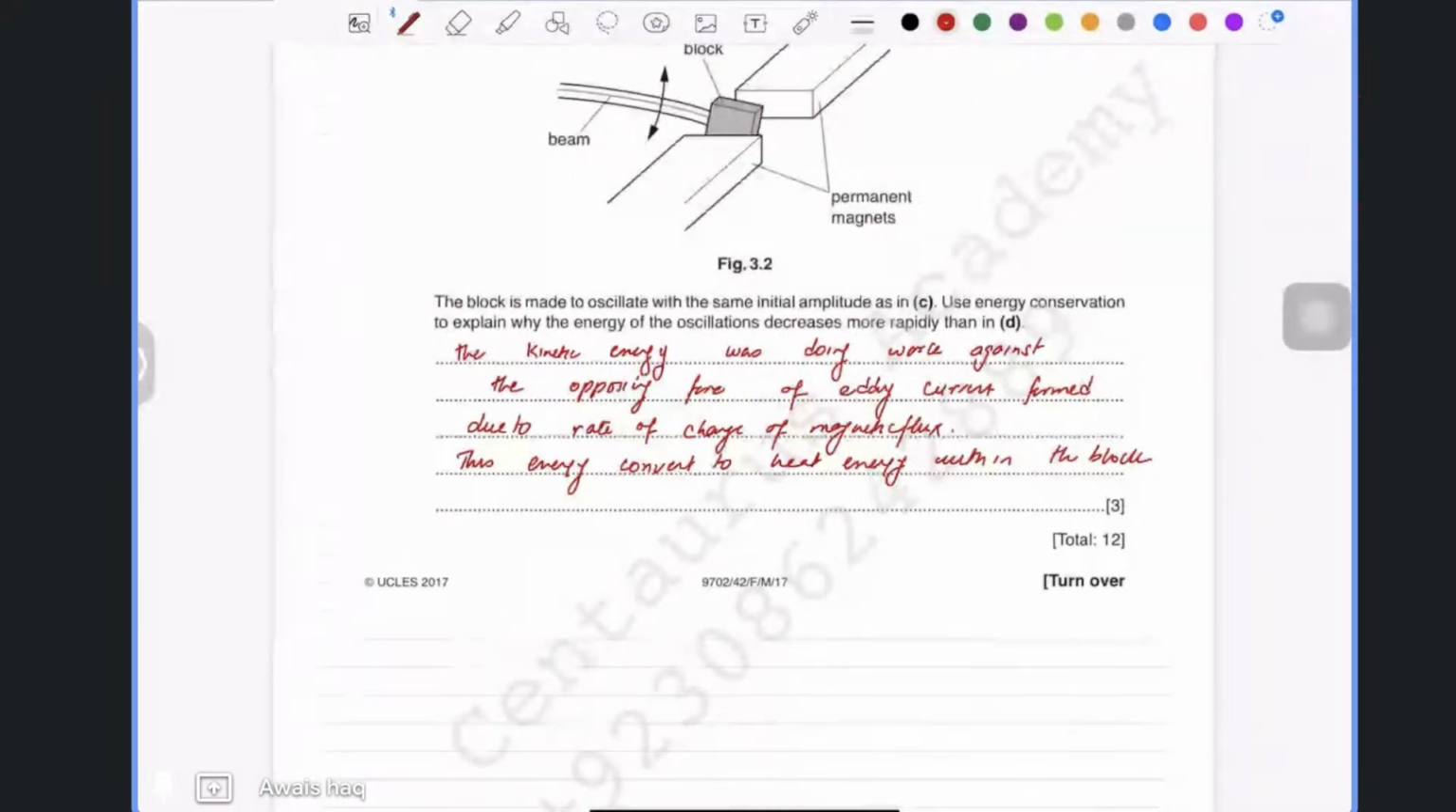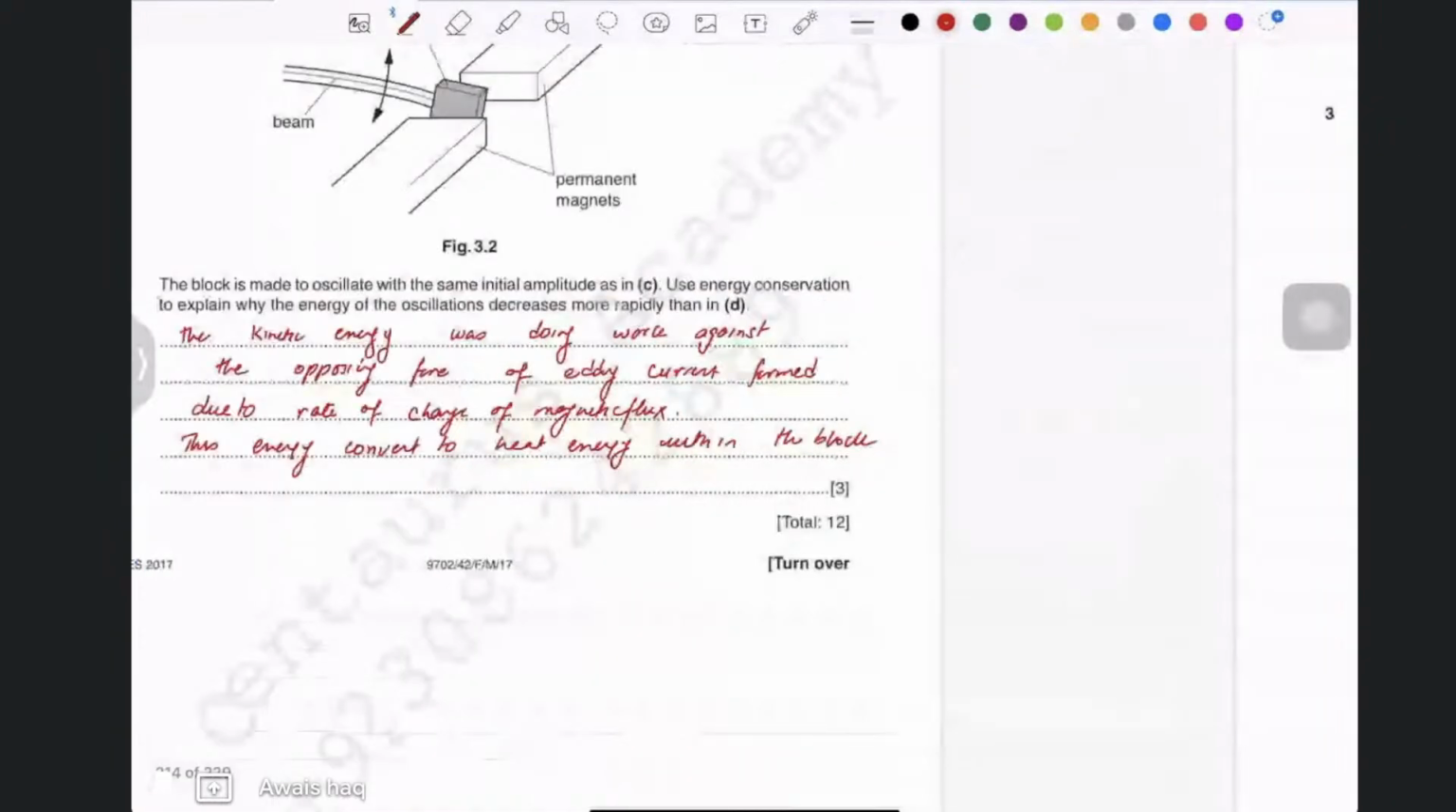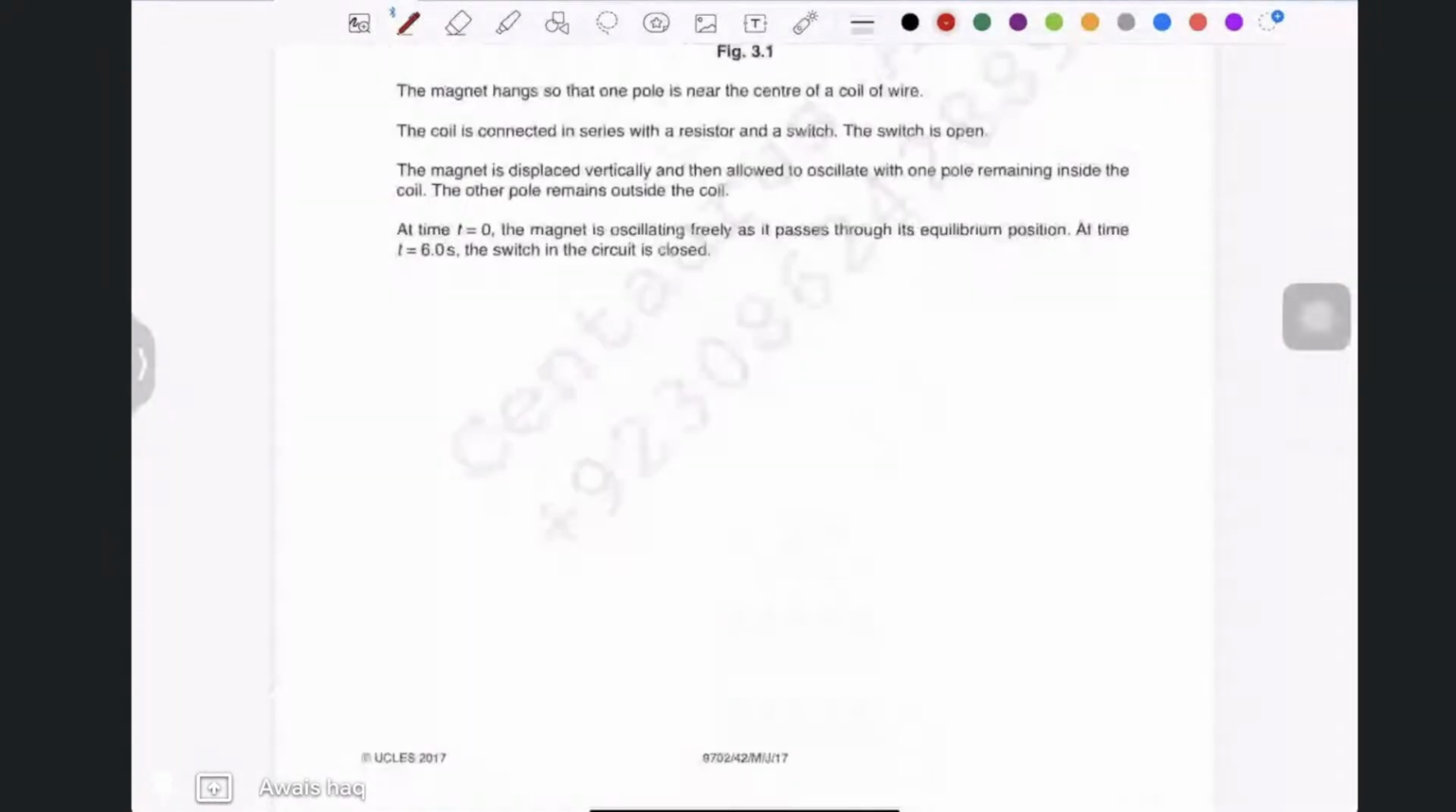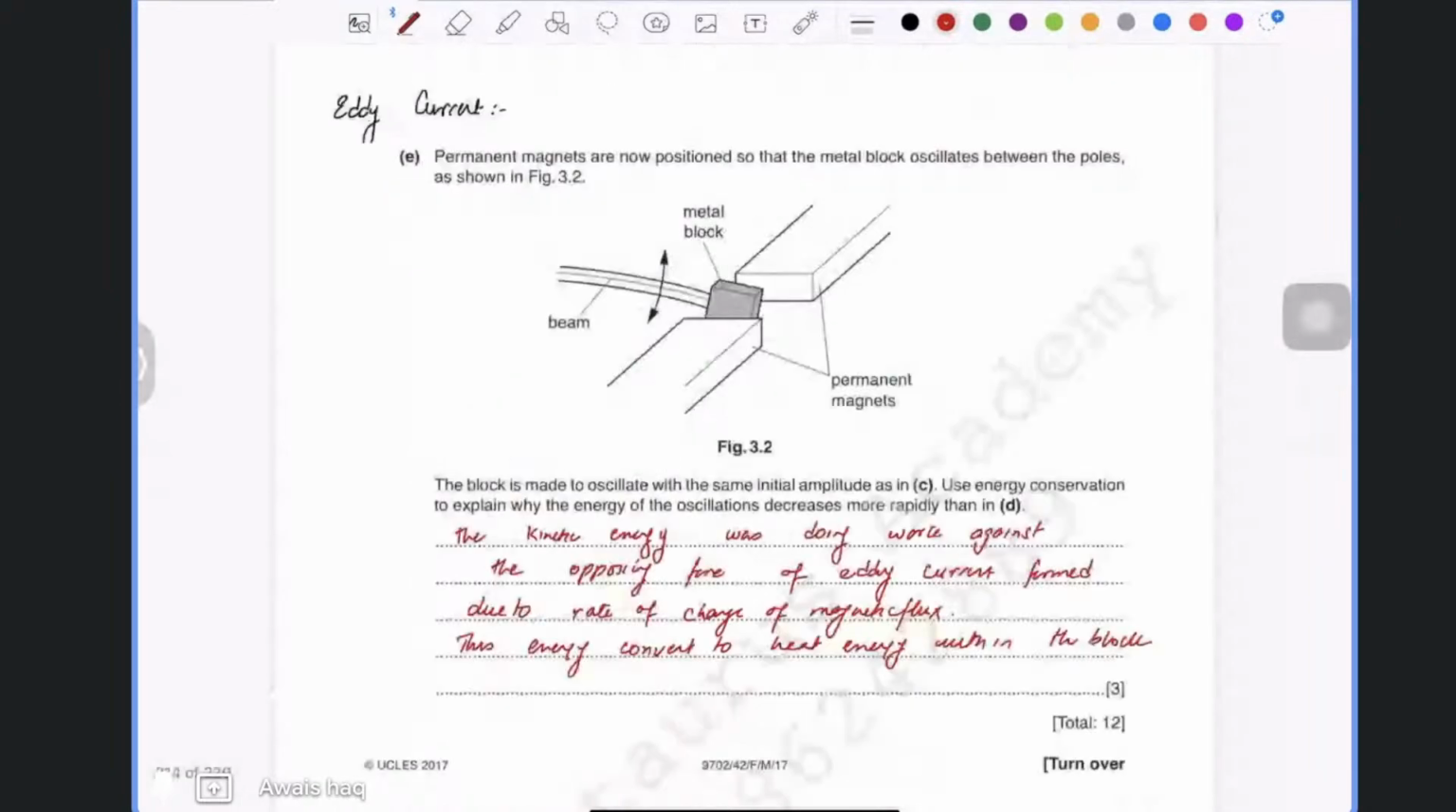Now going to the next. So this question, opposing force of eddy currents formed due to, yeah. That is because the currents will be formed in a direction to oppose the motion, right? That's why. That's the Lenz's law.